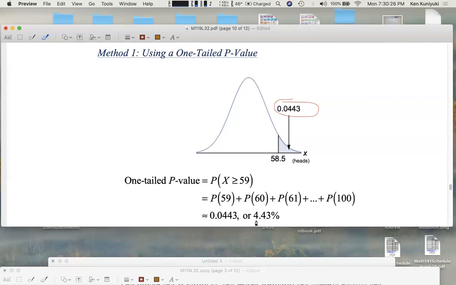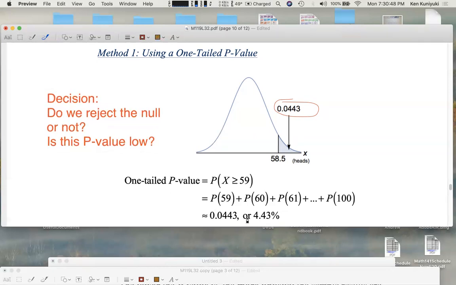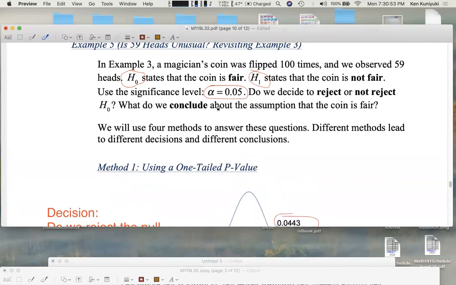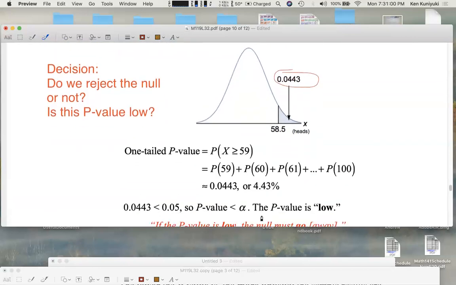But now wait, is this too low? When do we reject the null? We're going to make a decision. Do we reject the null or not? Well, the question we have to ask is: is this p-value low? What does low mean? Is it less than alpha? What was alpha? I'm saying in this problem, alpha is 5%, 0.05. So compare this p-value, about 4.43%, to alpha.